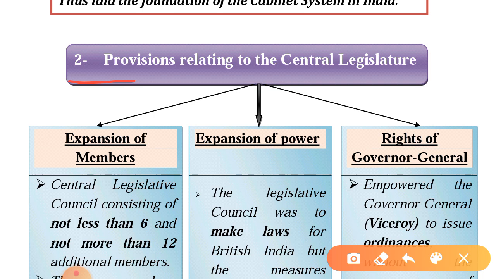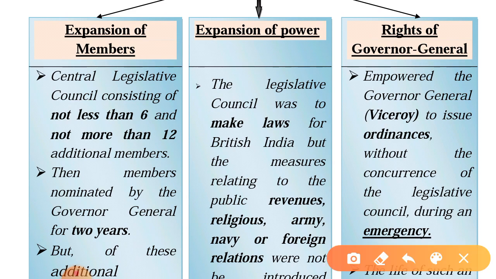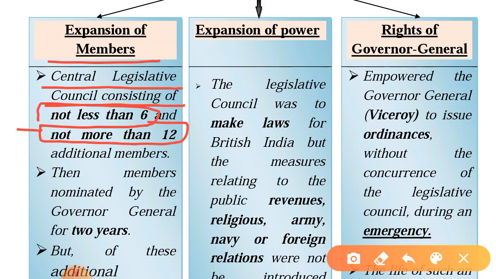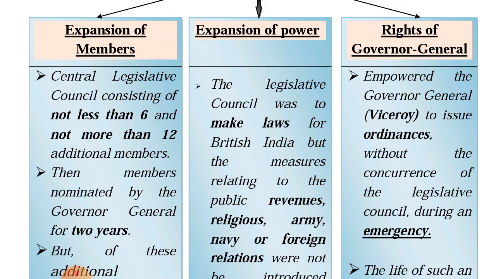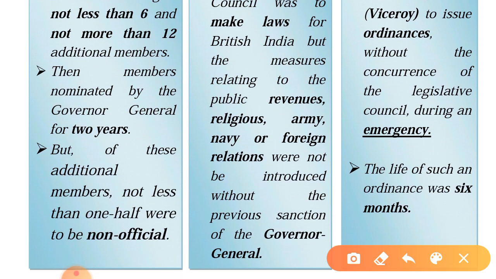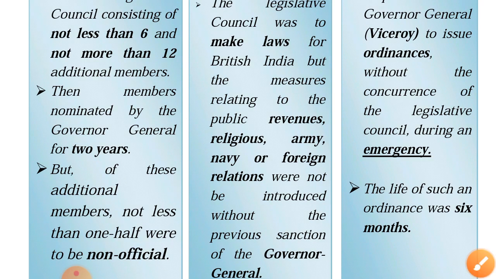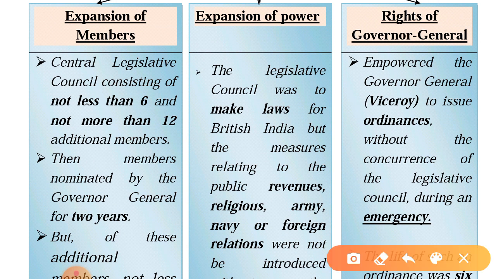Next point, provision relating to the central legislature, which is divided into 3 parts. First, expansion of members. Central Legislative Council consisting of not less than 6 and not more than 12 additional members. Then members nominated by the Governor General for 2 years. But of these additional members, not less than 1/2 were to be non-official.